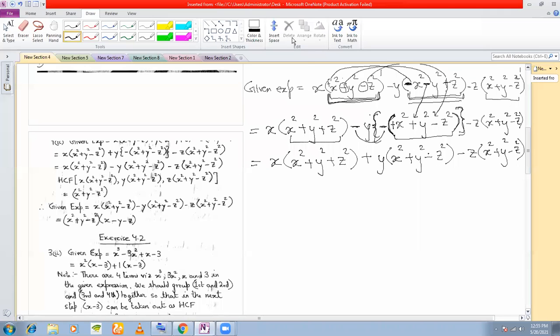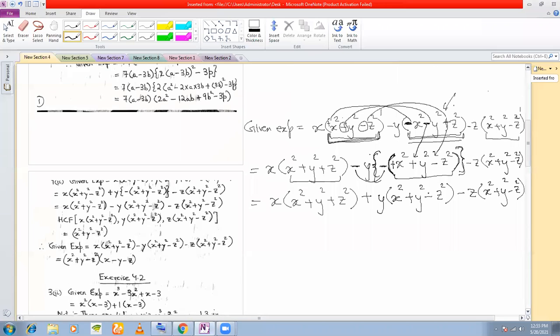Yes, so in the first part, it will be minus z square. In the first one, you have written plus z square. Where, sir? In the first expression, it will be x square plus y square minus z square in the first one. Yeah, that's what I have. Okay, so the question is this one. Okay, so now these are same.